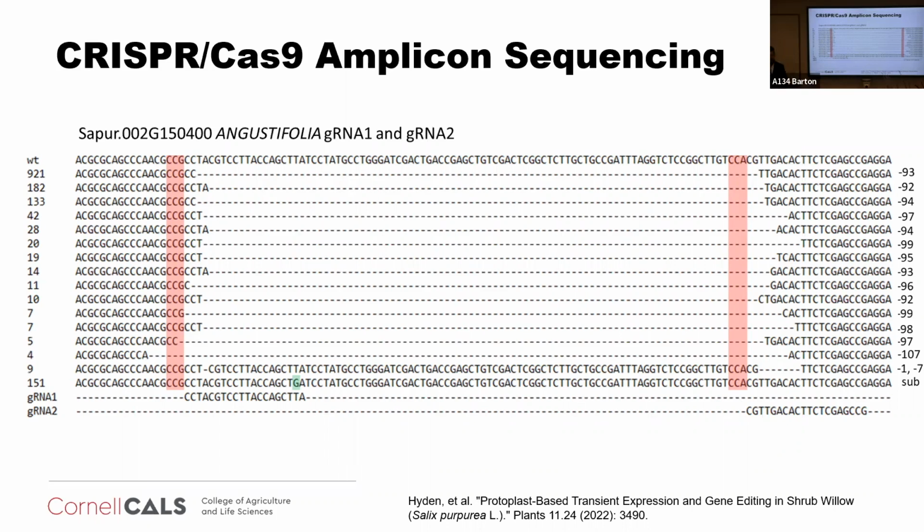So that tells us that not only does CRISPR work in willow, but we can accomplish multiplexing. And so when we think about how now we have transient overexpression well established and CRISPR knockout well established, it really opens up a whole new realm of possibilities for functional genomics in willow.